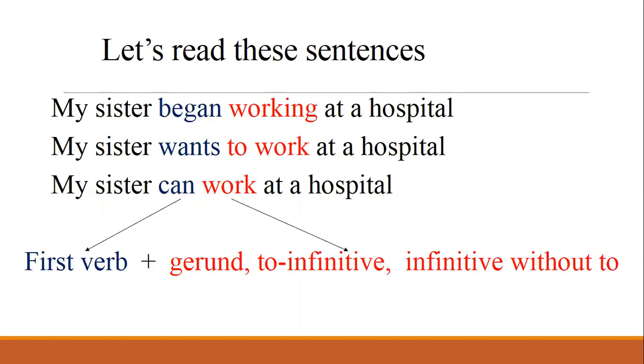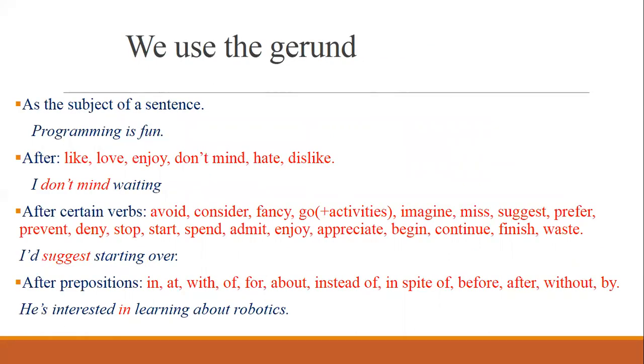Now let's learn the rules, where we can use them. The first rule: we use the gerund. We use the gerund as a subject of a sentence. For example, programming is fun. We use the gerund after such verbs as like, love, enjoy, don't mind, hate, dislike.